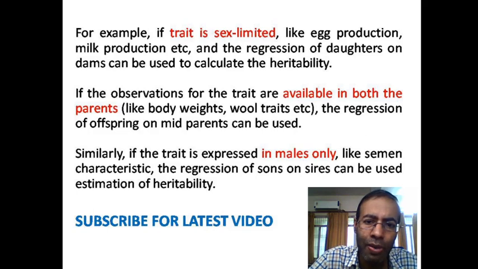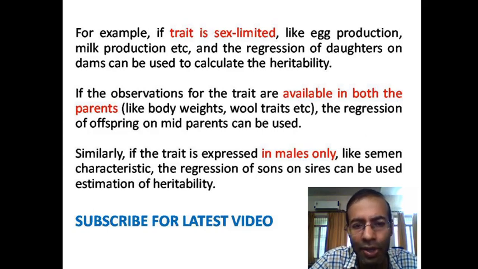If the observations for a trait are available in both parents, there are several traits for which we find phenotypic values in both sexes. For example, body weight and wool production are observed in both sexes. In this case, regression of offspring on mid-parent can be used.